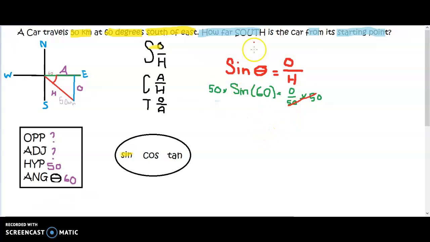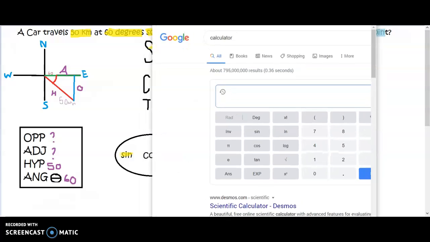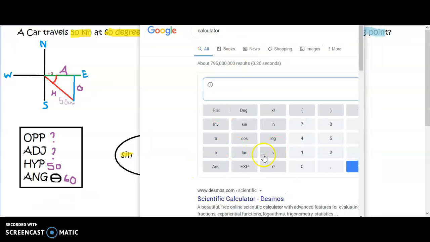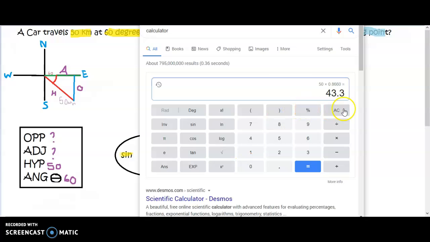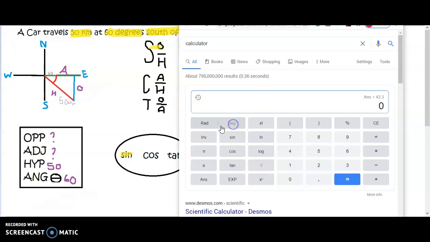Then you end up with something that looks like this: 50 times sine 60 equals O. And remember, O stands for opposite. Now you're going to need a calculator for this next portion. I'm going to be using a standard calculator from Google, but you could also use your phone calculator. If you're on an iPhone, just flip the phone to a horizontal view so you can use the whole calculator. Make sure your calculator is on degrees. If it's on rad, you're going to get the incorrect answer.